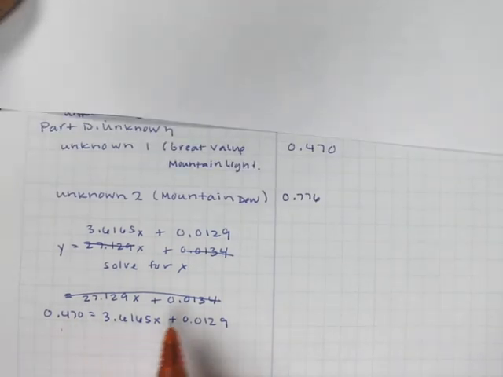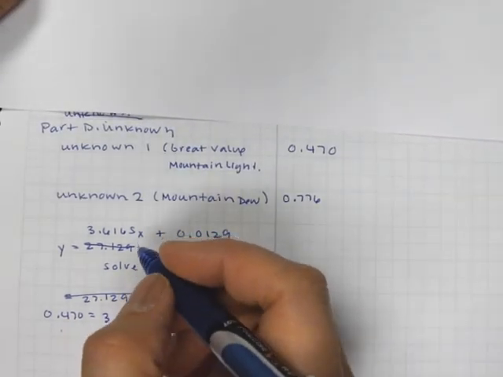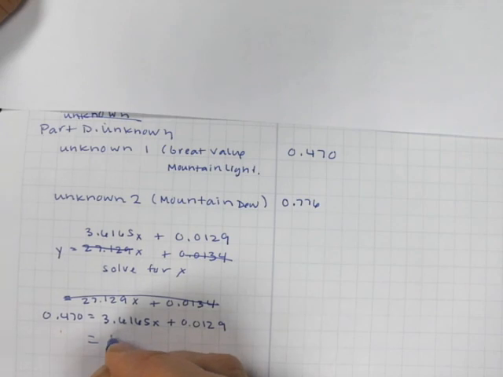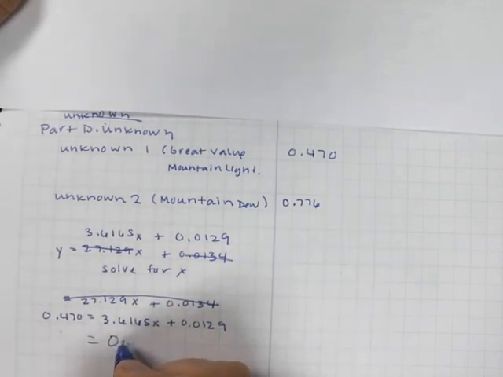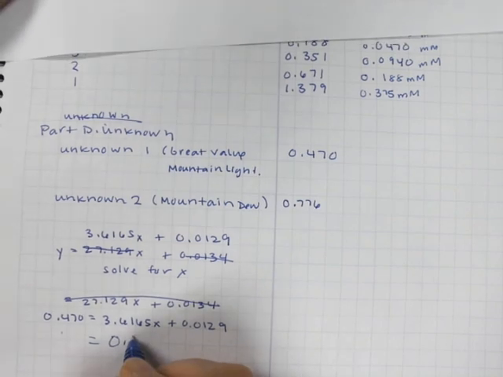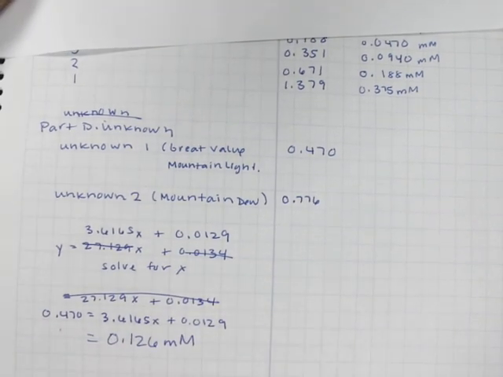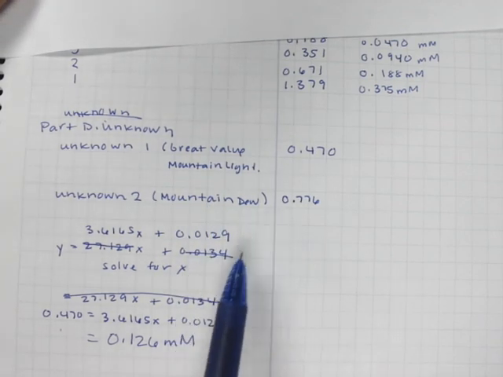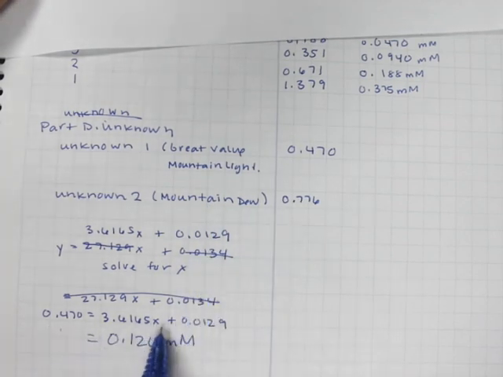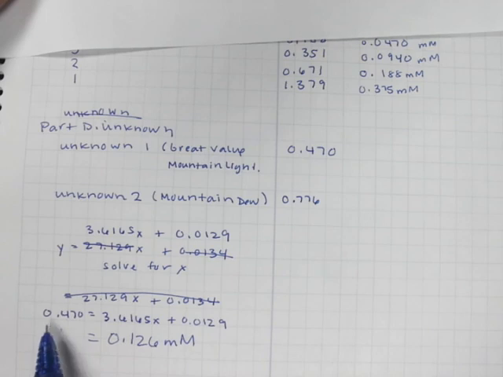So y equals mx plus b, and this ends up equaling 0.126 millimolar. And then you can do the same thing for the Mountain Dew. Again, to solve for x here, you would subtract this to the other side and then divide this value by 3.6165 to get this.